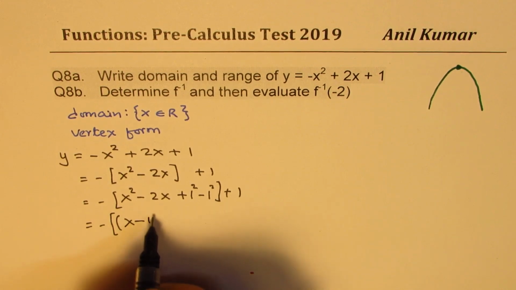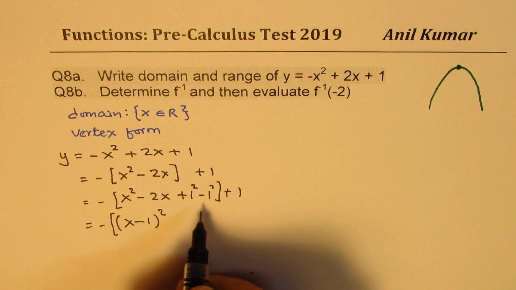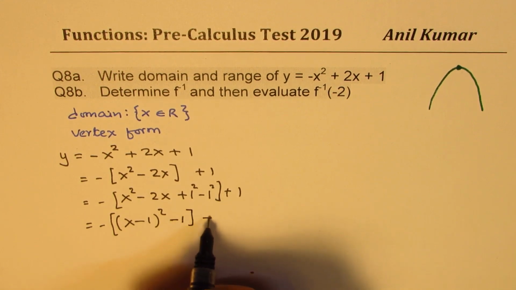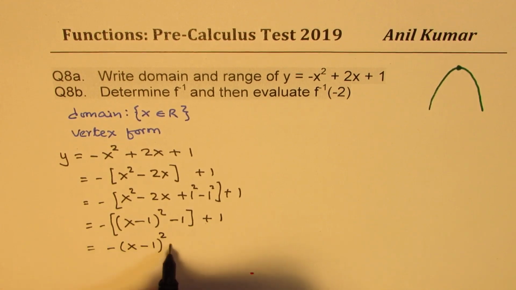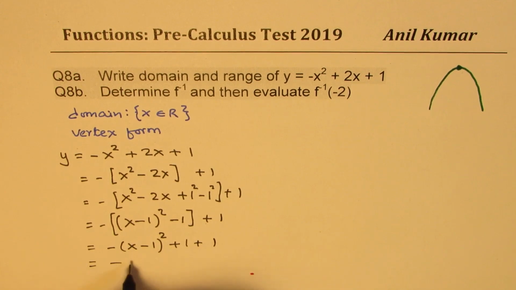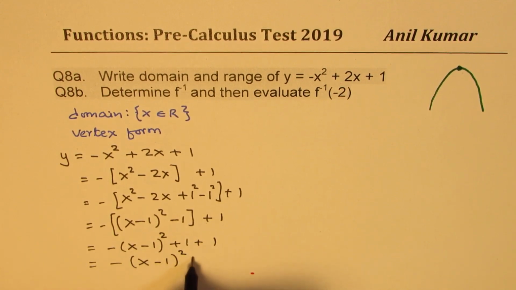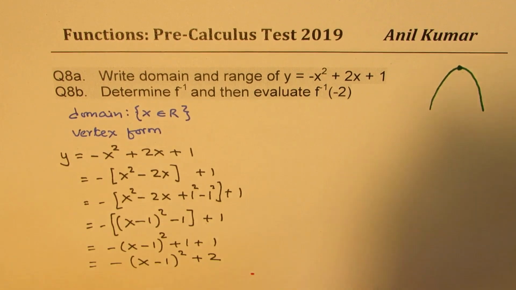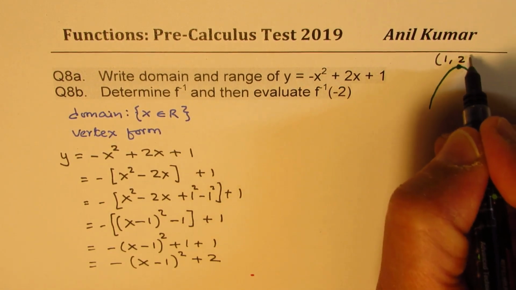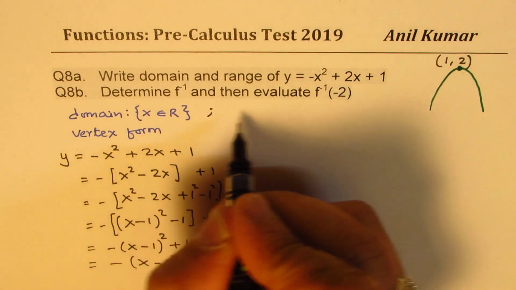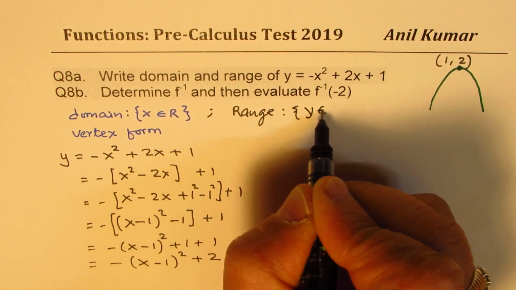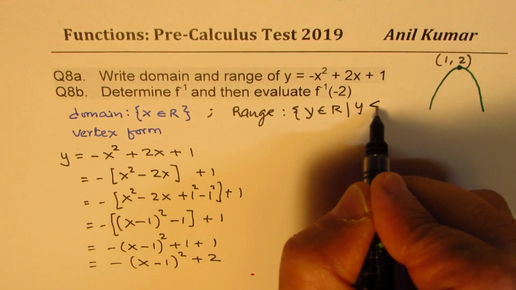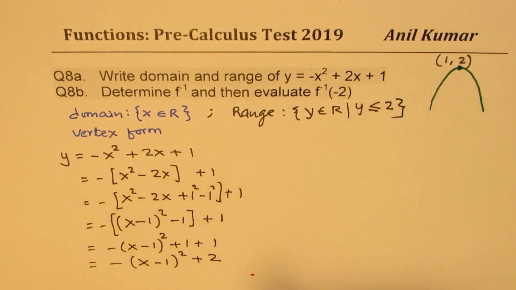x minus 1 whole square. Minus comes from here, 1 from there. Minus 1 square is minus 1 plus 1. Open the bracket. So that gives you minus x minus 1 whole square plus 1 plus 1. And that is minus x minus 1 whole square plus 2. Correct? So from here, we know the vertex is at 1, 2. And therefore, we can now write range is y belongs to real numbers so that y is less than or equal to 2. Correct? So that is how you'll find the range.